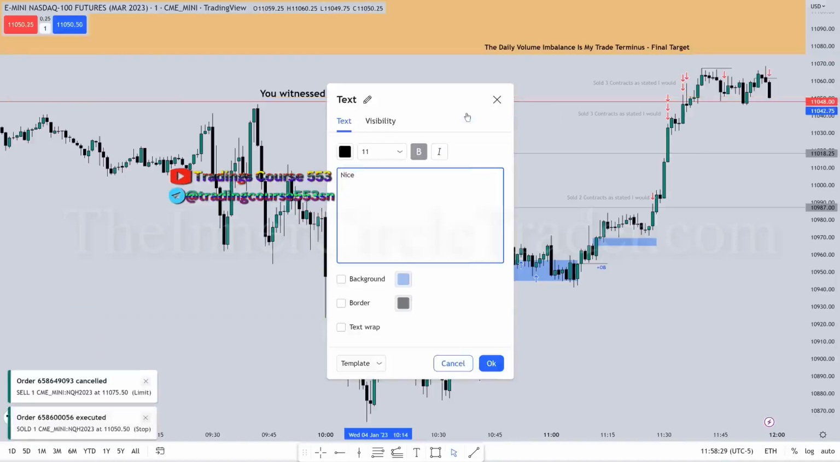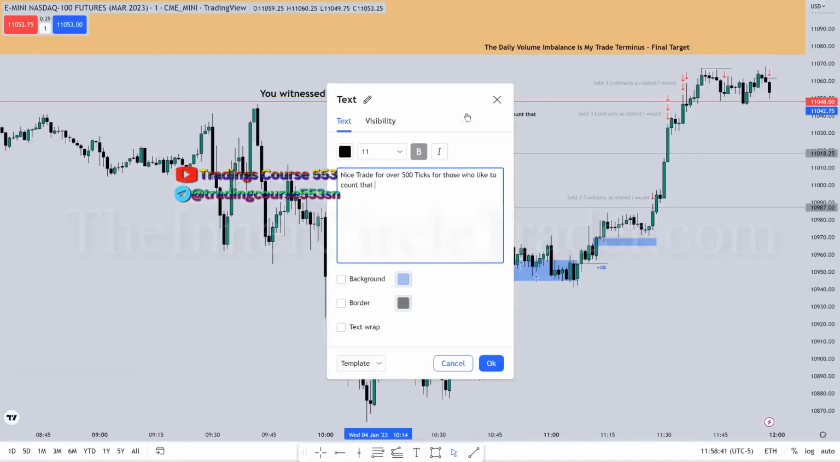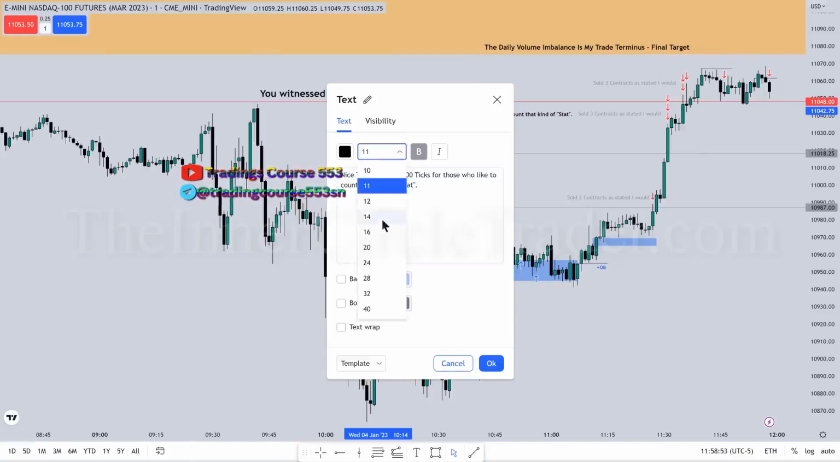But having your trade managed with a trailing stop loss, knowing where to place your stop loss, and here's my stop. And I'm just saying it was a nice trade, over 500 ticks for those who like to count that kind of stat.